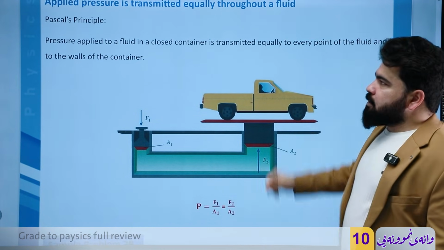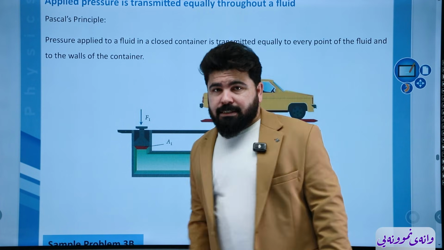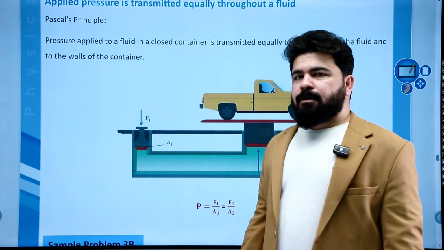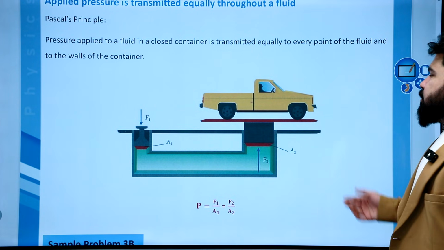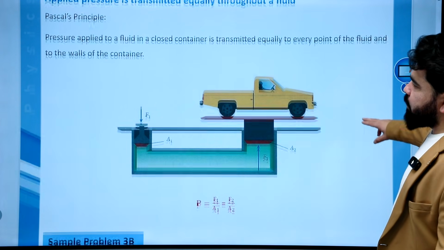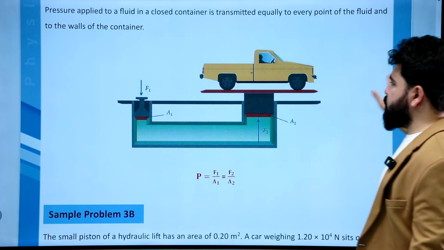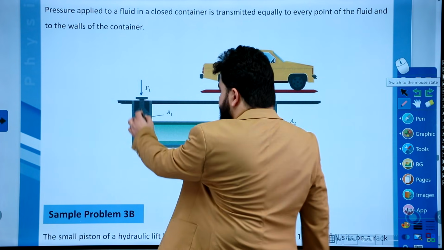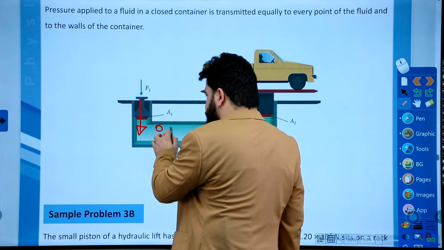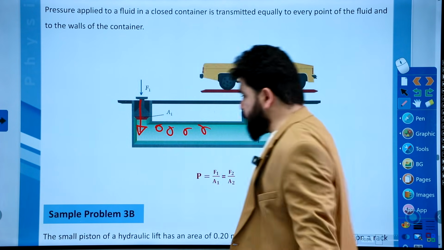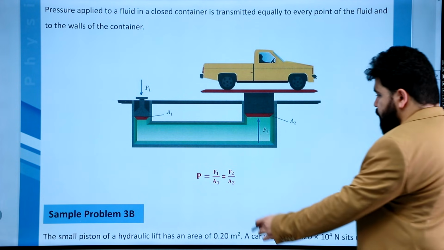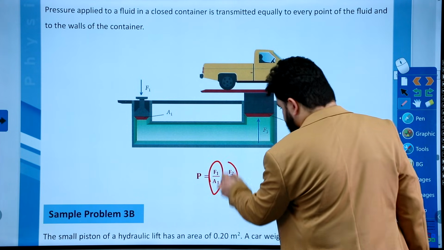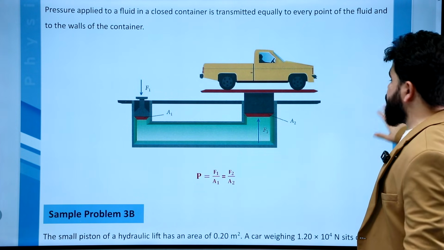We have Pascal's principle. Pascal says that pressure applied to a fluid in a closed container is transmitted to every point of the fluid and to the walls of the container. For example, you have a hydraulic lift. If you apply a pressure here, you see that the pressure is going to be equally transmitted to every point of the fluid. Be careful. And we have an equation for this one. We say F1 divided by A1 is equal to F2 divided by A2.